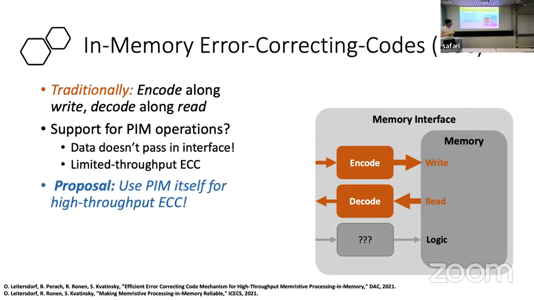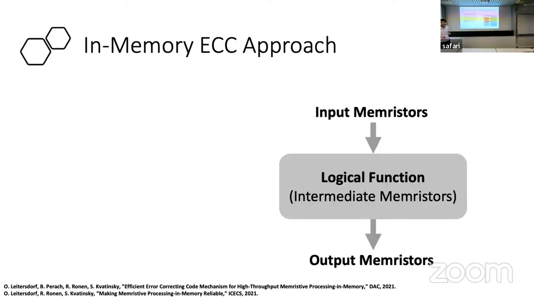Our proposal is to use PIM itself, using the same concepts from before, like arithmetic, to implement the error correcting codes. We're not going to have an external encode and decode circuit. We're going to implement the error correcting mechanisms using a sequence of NOR gates, for example, and do it all together within the memory.